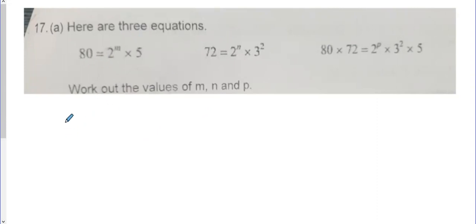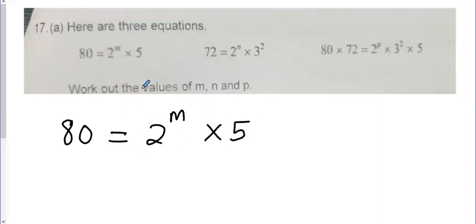We have 80 equals 2 to the power of m times 5. Now, can you work out the value of m, n, and p? Let me start with the value of m.